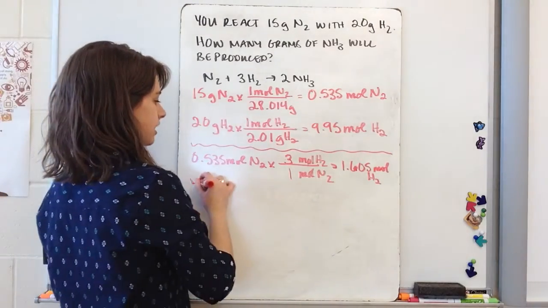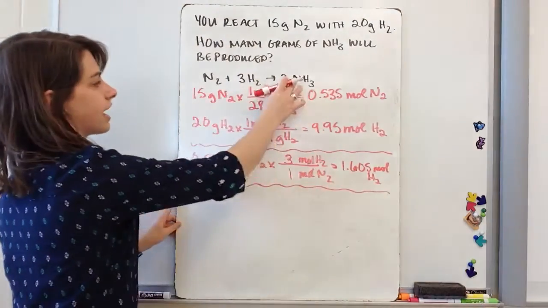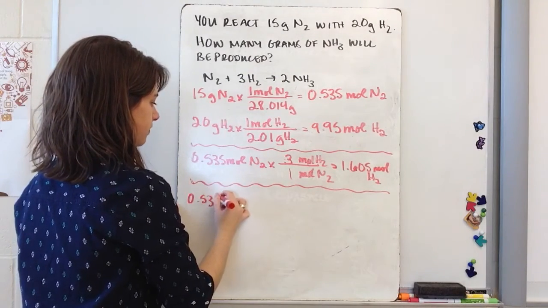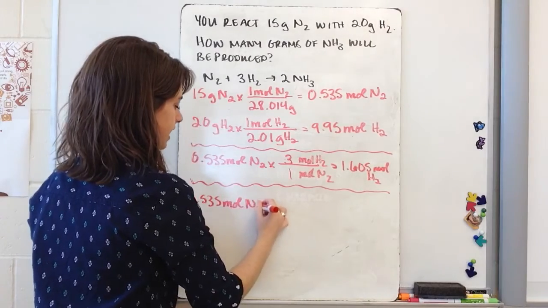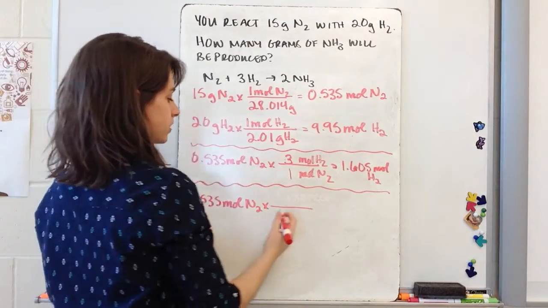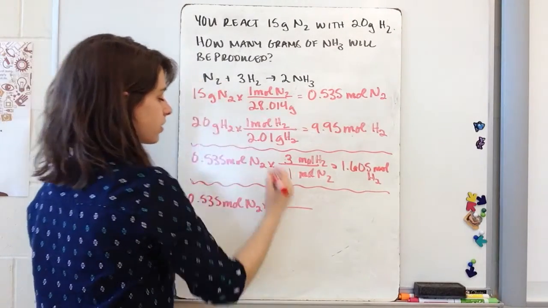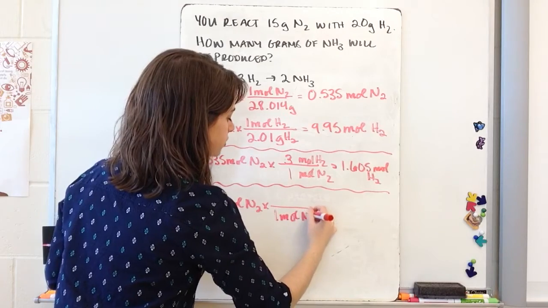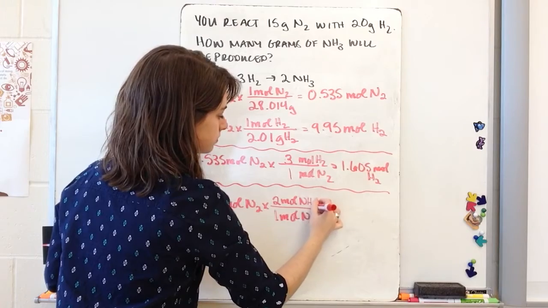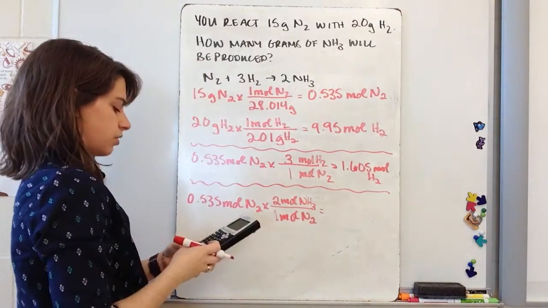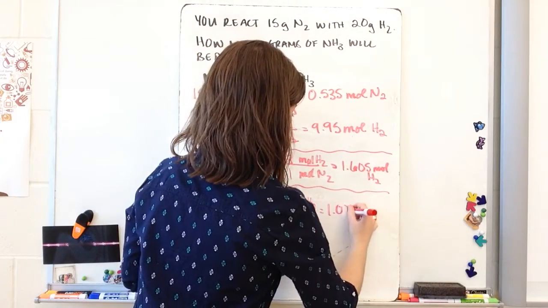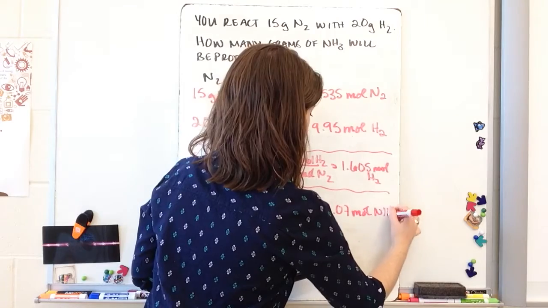So it's this nitrogen that we're going to use then to figure out how much NH3 we produce. So if we have 0.535 moles of nitrogen, I need to figure out how many moles of NH3 I'm going to produce. So if I look at my coefficients, I would see that for every 1 mole of nitrogen, I get 2 moles of NH3. So 0.535 times 2 gets me 1.07 moles of NH3.